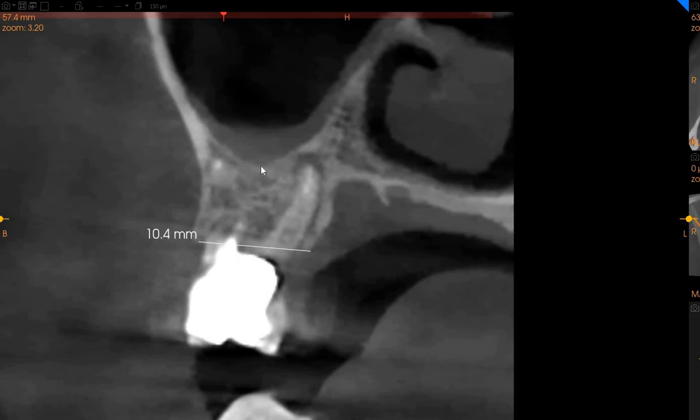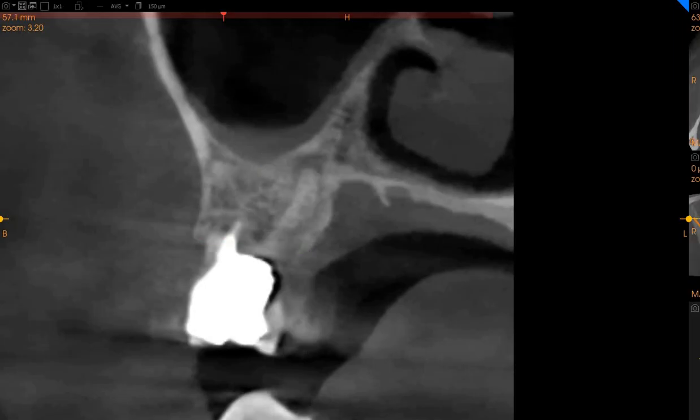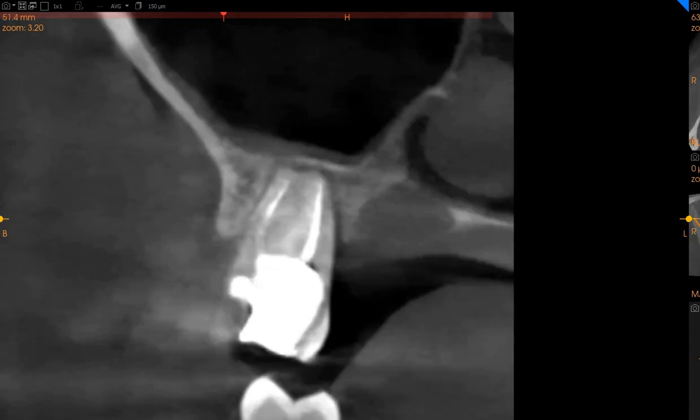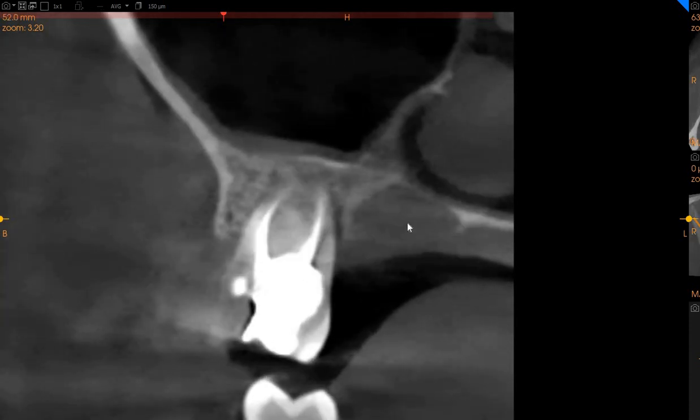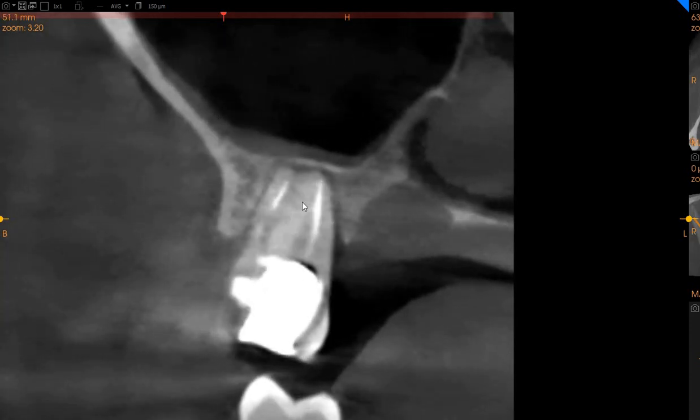If it is extracted, we've got 10 millimeters of ridge width with approximately 7 millimeters of height. Moving to the upper right 7, the upper right 7 also has an endodontic treatment. We can very clearly see that the upper right 7 has PDL widening here as well, and especially on the palatal aspect. If this tooth is extracted, we've got 11 millimeters of ridge width with approximately 7 millimeters of height.